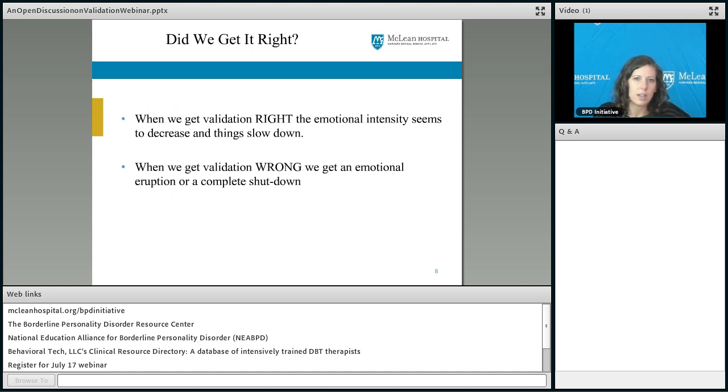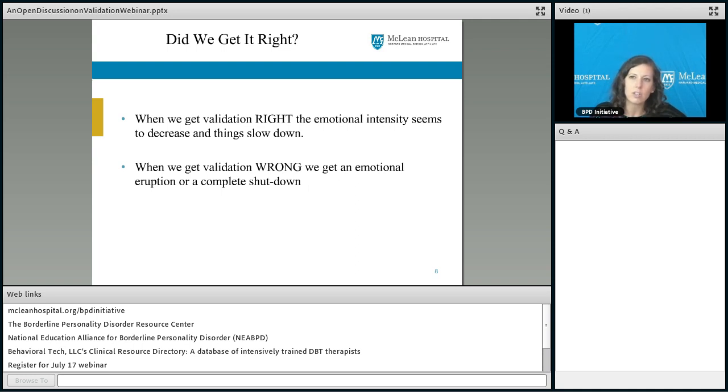So people often ask, how do I know if I got validation right? Typically, there's some really nice, clear indicators to let us know, like, are we on track? Are we in the right direction, or are we not? Sometimes people will simply tell you, which is great. But often when we get validation right, you will see that the emotional intensity goes down, right? So the people feel a sense of relief and of being understood. Maybe fast talking and intensity, again, things start to slow down and kind of become more manageable.